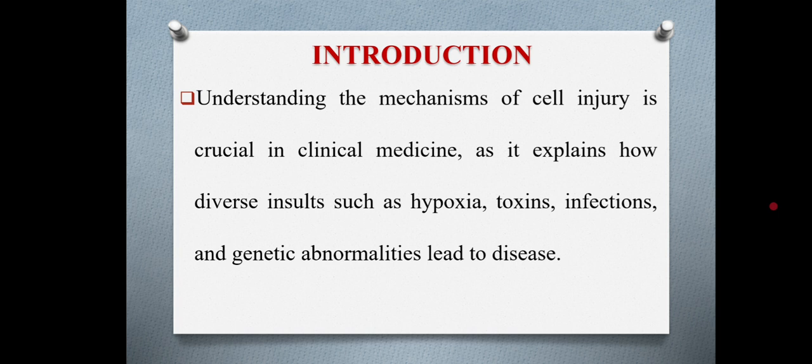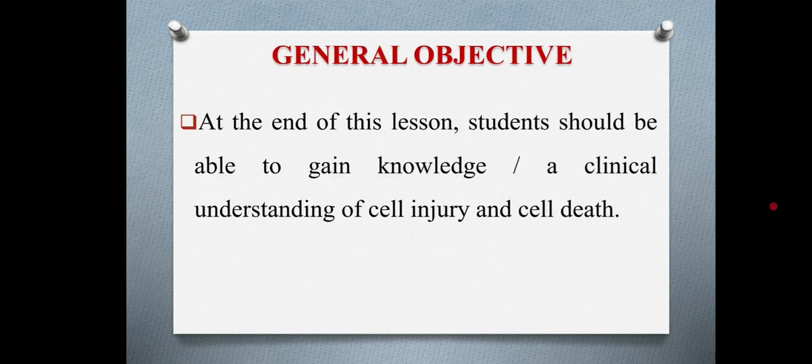So we're saying that understanding these different mechanisms of cell injury explains how these insults, such as hypoxia, that is low oxygen, toxins, infections, and indeed genetic abnormalities lead to disease. So when you understand how the cell is going to be injured, you even get to understand how it's going to lead to a disease. For example, they've given an example of hypoxia, that is low oxygen levels. How will low oxygen levels lead to a disease? I'll get to explain those things very soon.